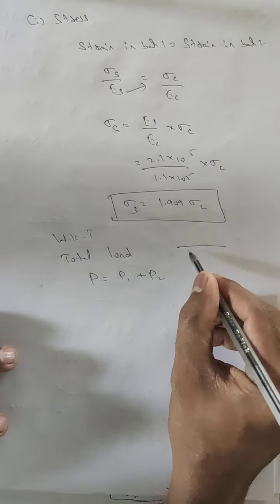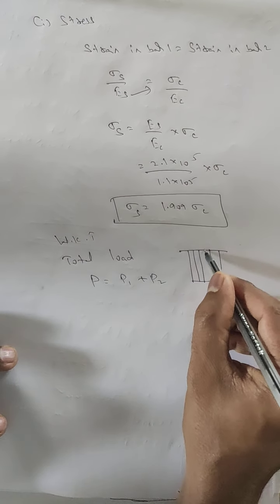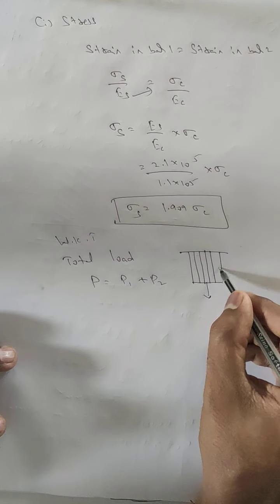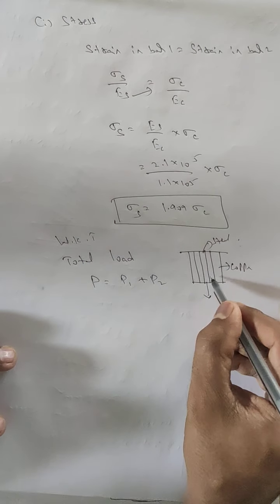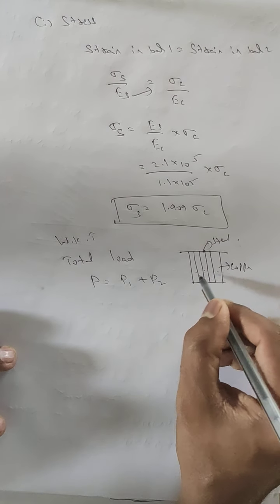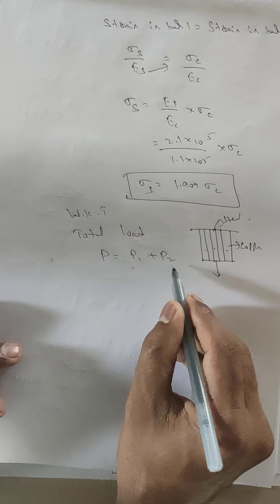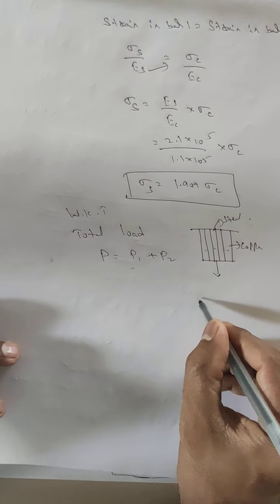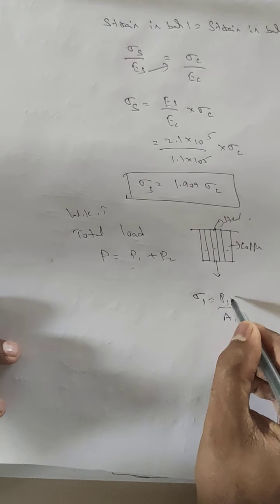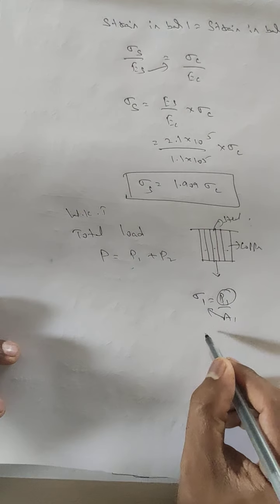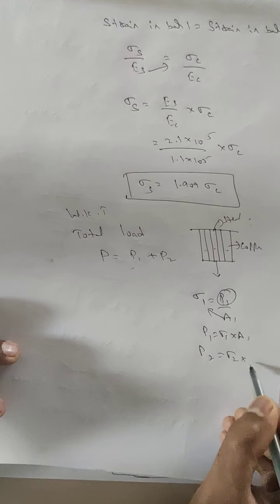So I'll draw the diagram here once again for your convenience. Here we have applied the force. This was copper, and centrally it was steel. So let us take it as 1 and 2, 1 for this one and 2 for the center one. So the total load P can be written as P1 plus P2. If you talk about P1, the stress sigma 1 is equal to P1 by A1. Now if you want to calculate P1, I'll send this A1 here, so P1 is equal to sigma 1 into A1. Similarly, P2 is equal to sigma 2 into A2.